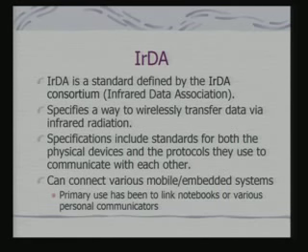It specifies a way to wirelessly transfer data via infrared radiation. The specifications include standards for both the physical devices and the protocols they use to communicate with each other. The physical device specifications have to be with regard to the diodes and the transistors that are being used, and it can connect various mobile and embedded systems. The primary use has been to link notebooks or various personal communicators, which may be PDAs, cell phones and their variants thereof.